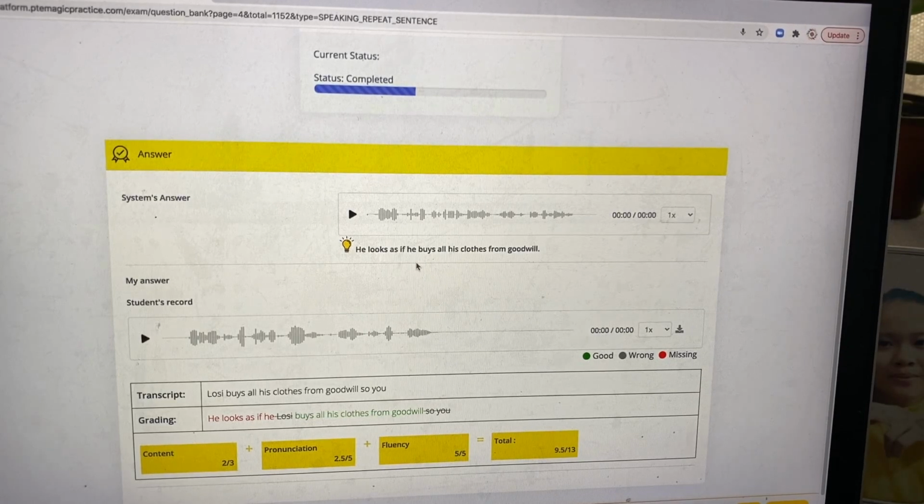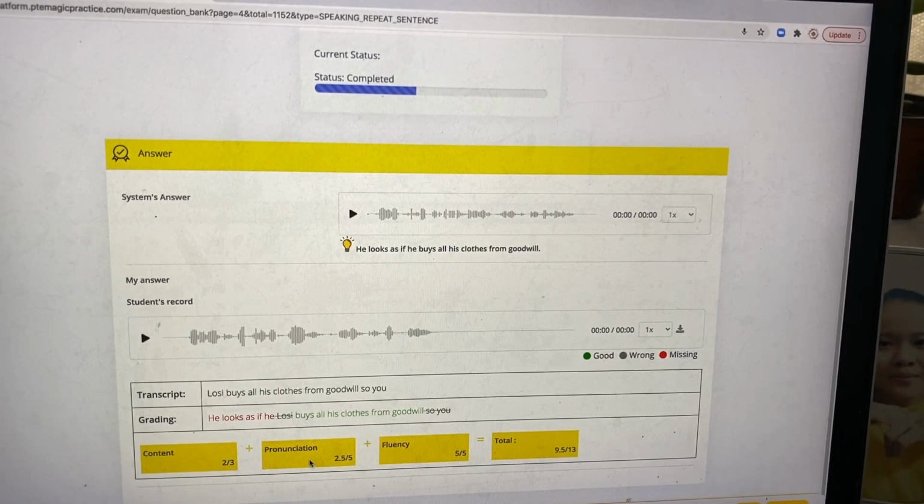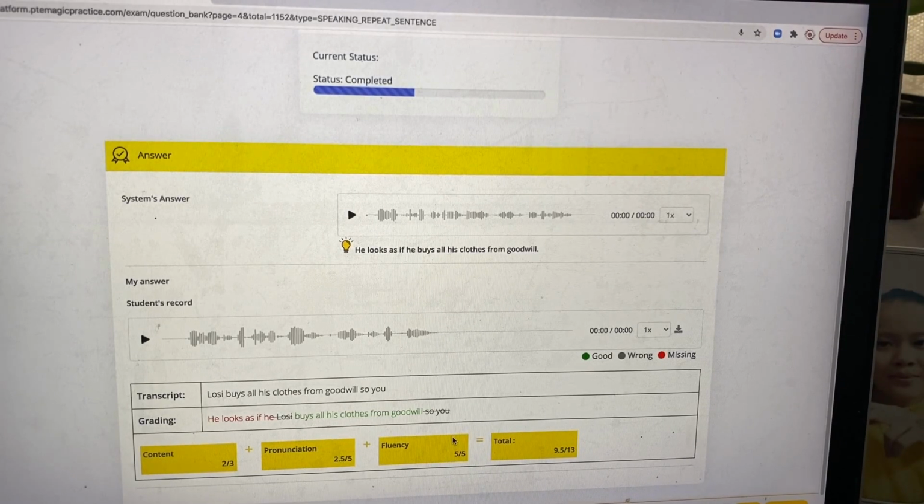The more you can repeat it, the more content points you get, the more correctly you speak, the more pronunciation points you get. And the more fluently you speak, the more fluency points you get. That's what the computer bases on to score you.